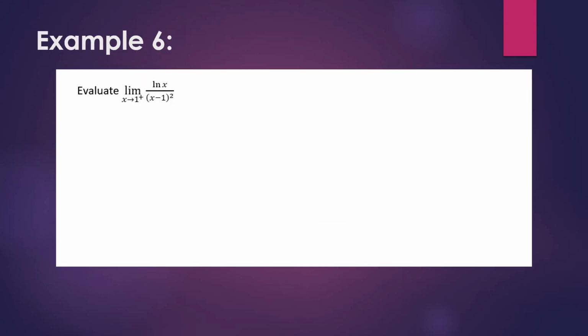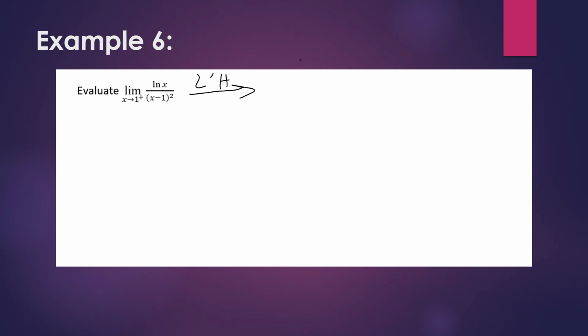So for number 6, it says evaluate the limit as x approaches 1 from the right of ln x divided by (x minus 1) squared. So if you plug in 1 here, you're going to get 0 over 0 squared. So clearly this is a 0 over 0. So we're going to use L'Hopital's.